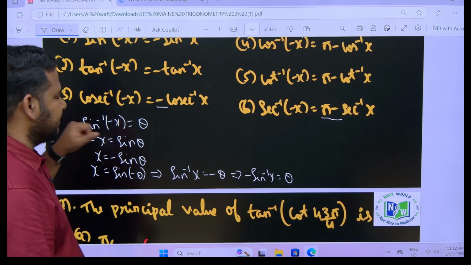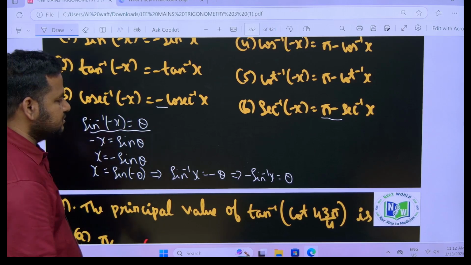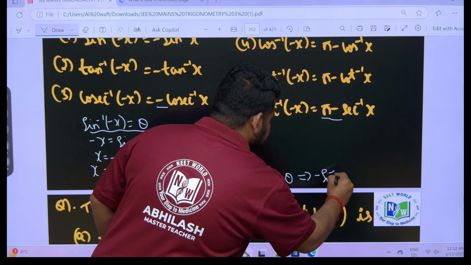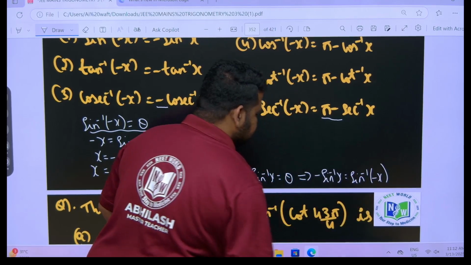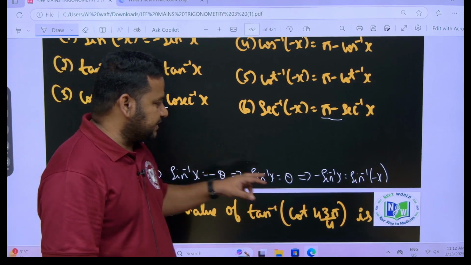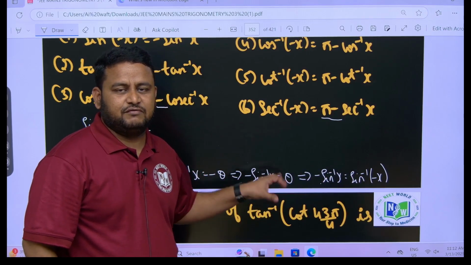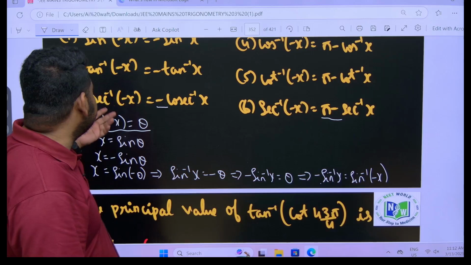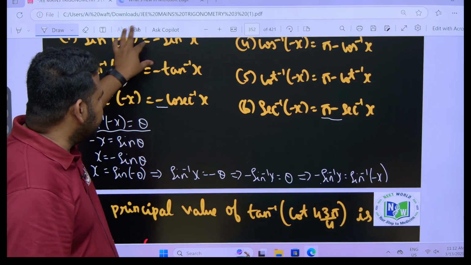But what is theta? Theta is sin inverse of minus x. So this becomes minus sin inverse of x is equal to sin inverse of minus x. You need not know how it comes, but I am explaining how this property has come: sin inverse of minus x is equal to minus sin inverse of x. This is how it comes. This is with respect to our trigonometry trick, for sin inverse of x, tan inverse of x, cosec inverse of minus x, how the minus is coming outside.